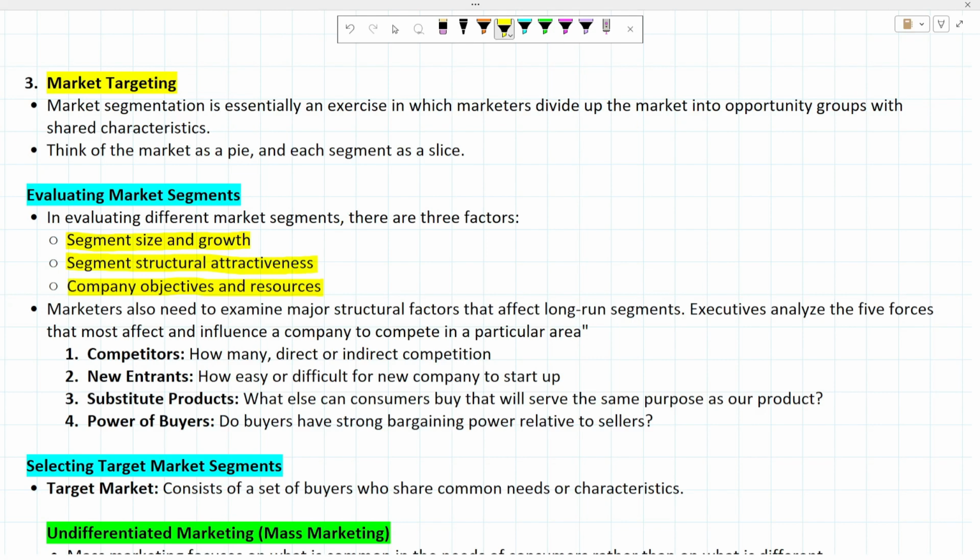So what else can consumers buy that will serve the same purpose as our product? Four, power of buyers. So do the buyers have strong bargaining power relative to sellers? What this pretty much means by bargaining power is, do the sellers have to appeal to the customers, or do the customers have to appeal to the sellers?